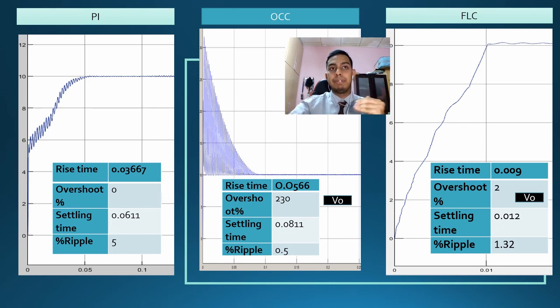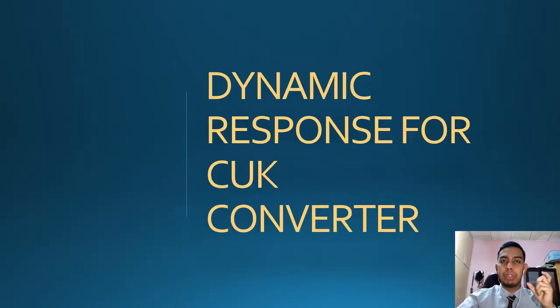And the best value for settling time is the FLC controller. And the ripple percentage that has the lowest value is in the OCC controller. So for the dynamic response of the chute converter, we have set two different values, which are 10 volt and 50 volt, to make sure that the chute converter can operate in the two modes, which are buck and boost.